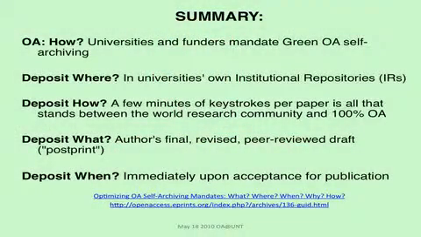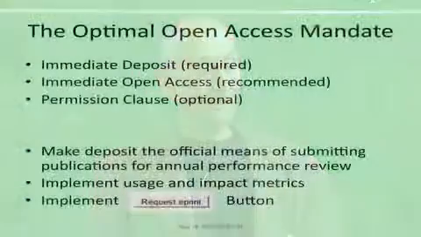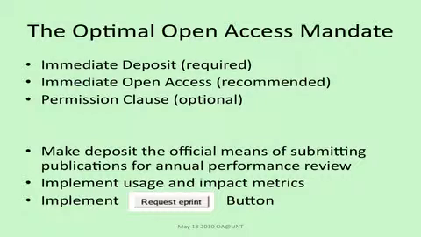To summarize, universities will need to mandate Green OA in their repositories with a few keystrokes of the final referee draft immediately upon acceptance. The button will take care of the things that you can't make open access right away. The optimal open access mandate is an immediate deposit. By the way, the proposed mandate here at UNT is the world's first optimal open access mandate. If you adopt this one, you've got the best one. Immediate deposit is required. Immediate open access is recommended but not required. Permission clause optional. Try to retain permissions if you like, but you don't have to.